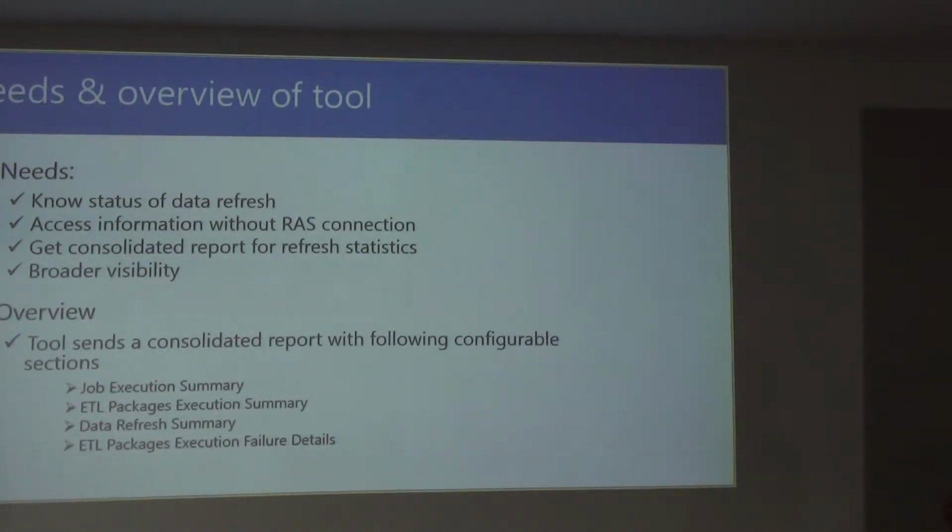The second point is to get a consolidated report for the refresh statistics. Every time I can't go to the job activity monitor and check the status of each step, whether it passed or not. And for broader visibility, a developer or tester can check it, but how will your manager know? He can't go to every job every time to see whether it passed or not. Or if the stakeholders want to know whether our data is refreshed or not, how will they know?